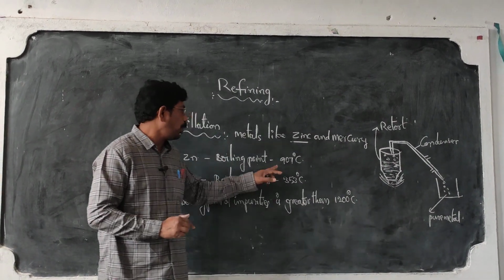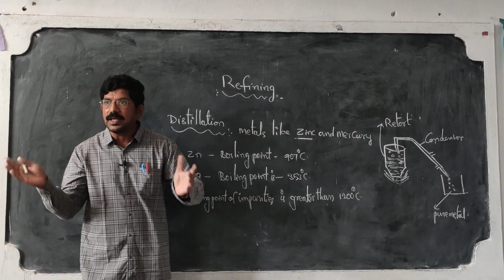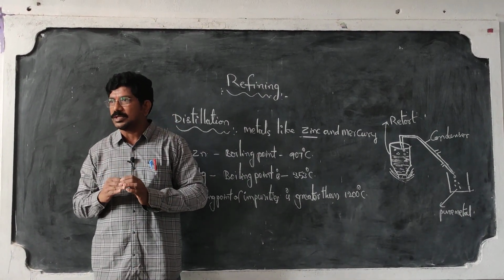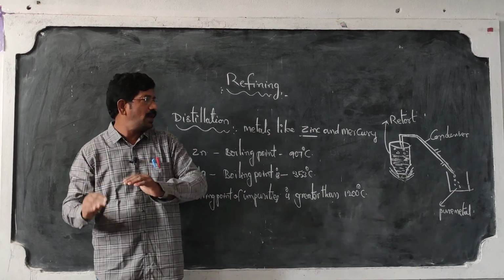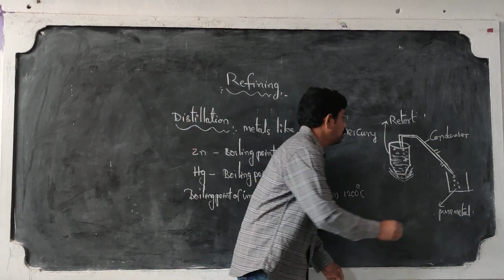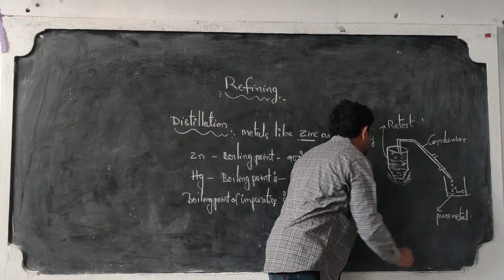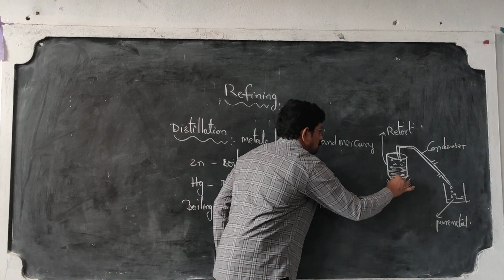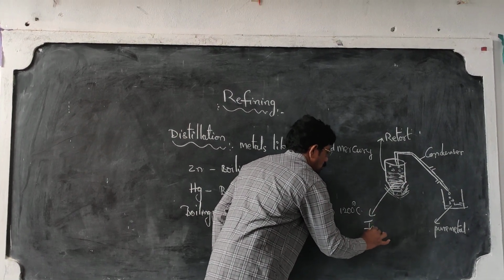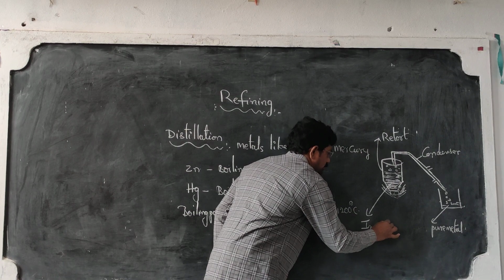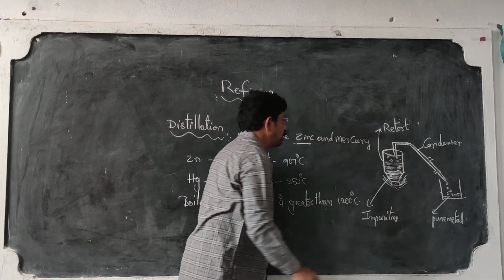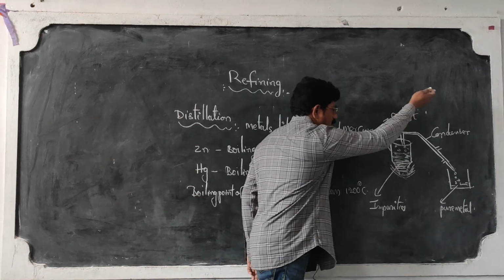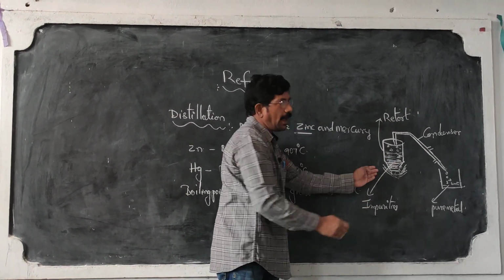Because of the low boiling point of these metals, first they are vaporized. Those vapors are condensed and you will get the pure metal. This is the pure metal. And the impurities are left over at the bottom. So this is the volatile substance, and these impurities are the non-volatile.